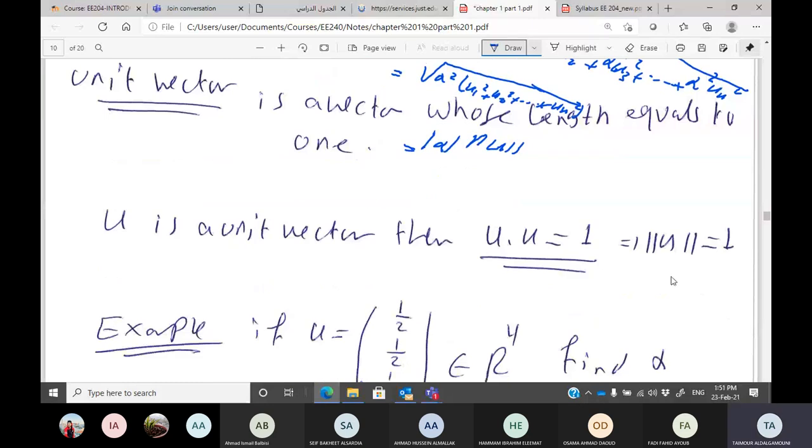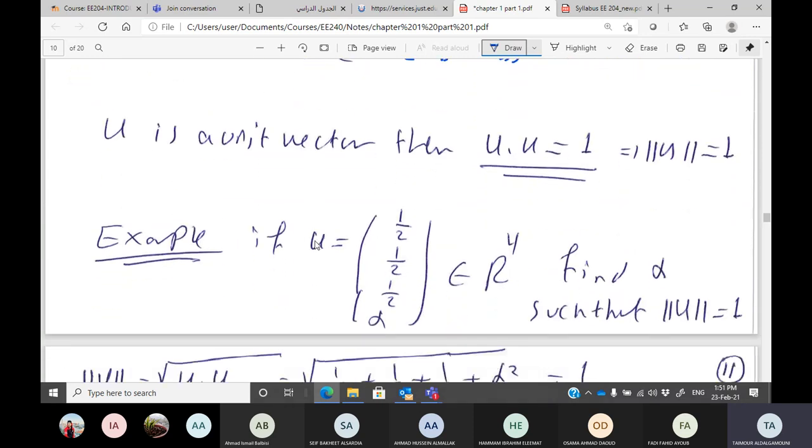Now, if the length of u is 1, then we call u a unit vector. So a unit vector is a vector of length 1. Okay? So if the length of the vector is 1, then we call this vector a unit vector. Then, if we have this example, if u is 1/2, 1/2, 1/2, and alpha, and it belongs to R4, it says find alpha such that u is a unit vector, or the norm of u is 1.